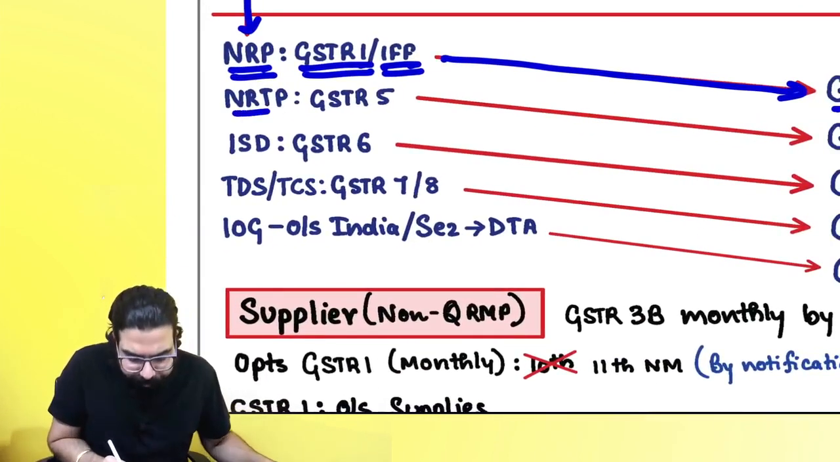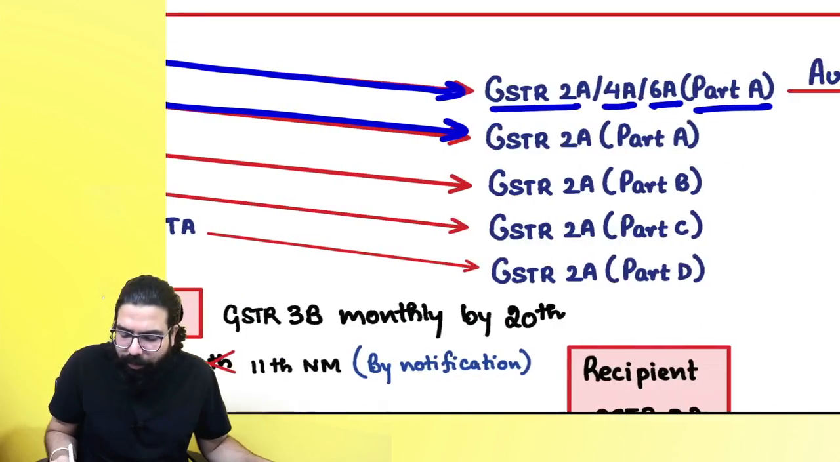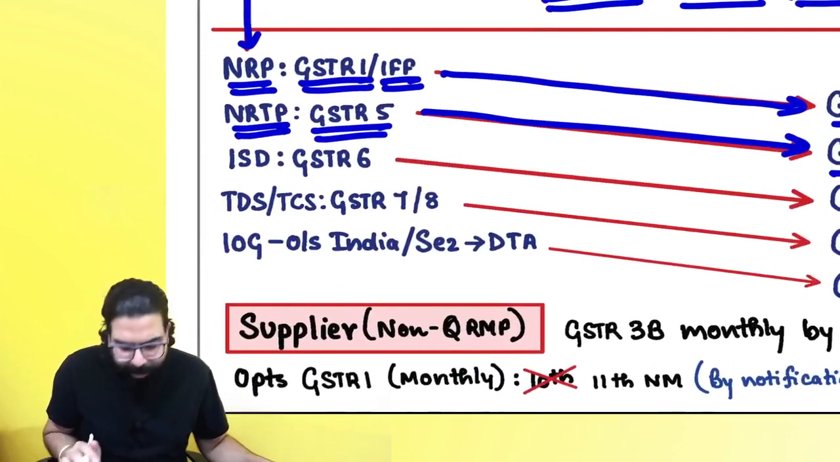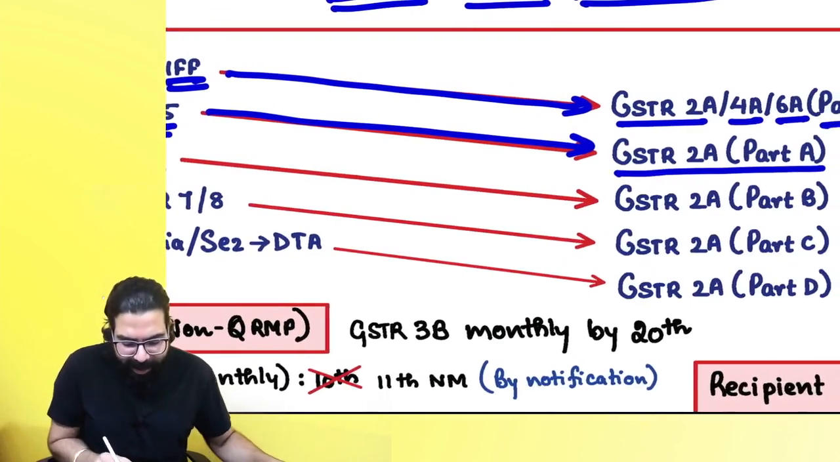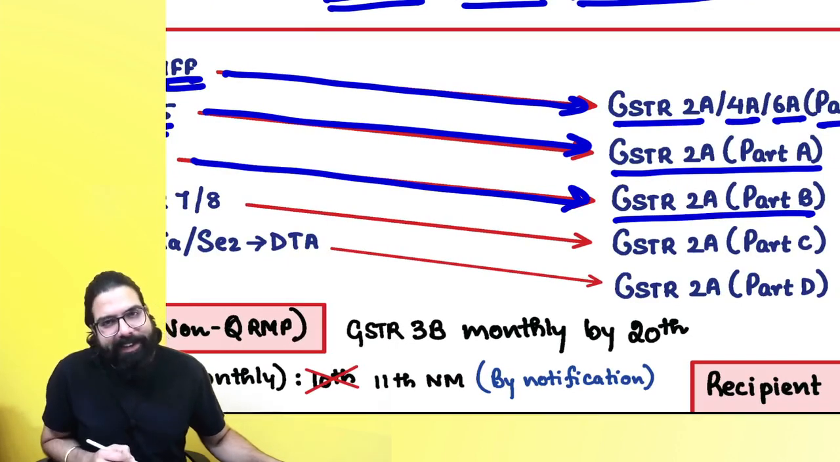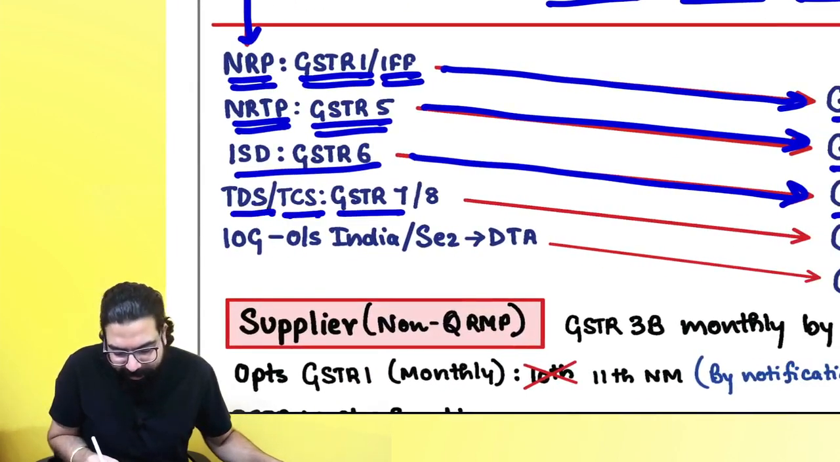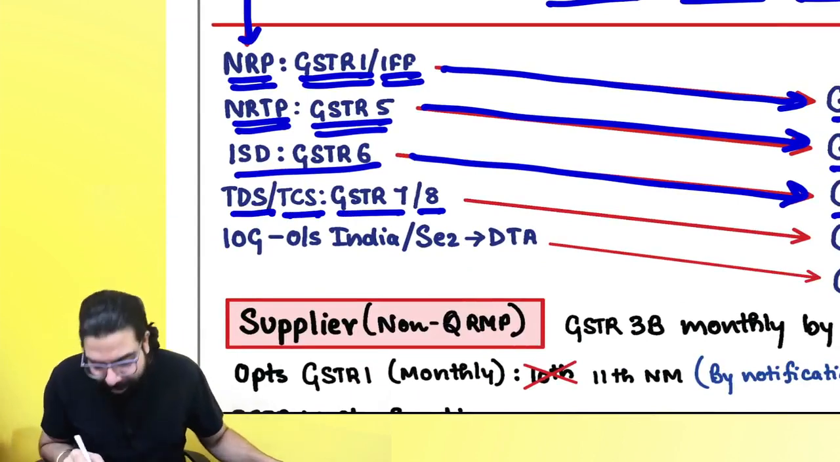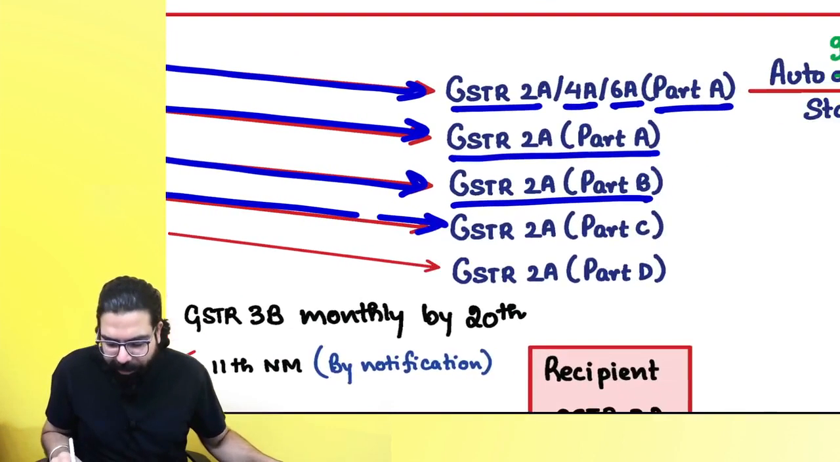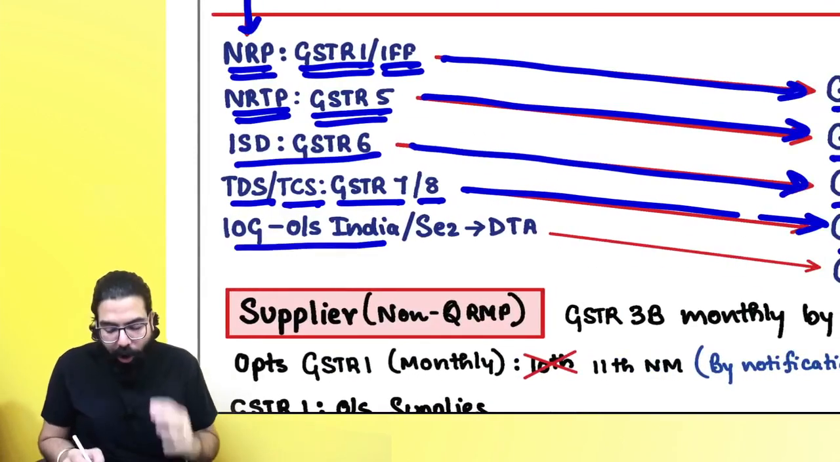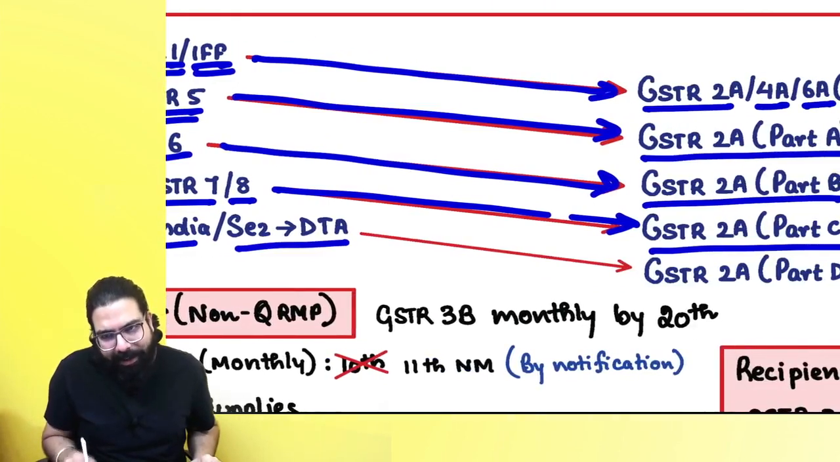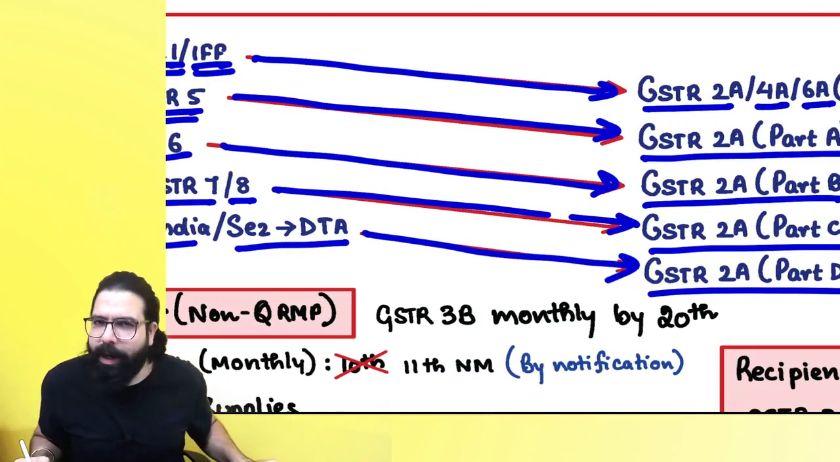If there is an NRTP, he will file GSTR 5 and the details will come in your GSTR 2A. If there is an ISD, input service distributor, he will file GSTR 6 and the details will come in your GSTR 2A. TDS deductor and TCS collector will file GSTR 7 and GSTR 8, and the details will come in your GSTR 2A part C. If I import goods, or supply is done from SEZ to domestic tariff area, then the details will come in your GSTR 2A part D.